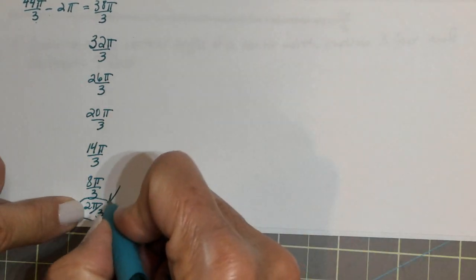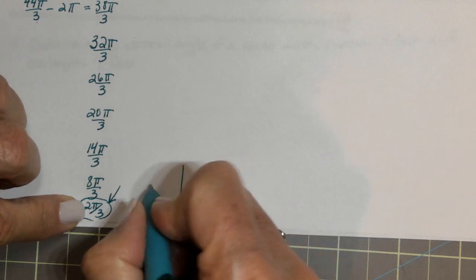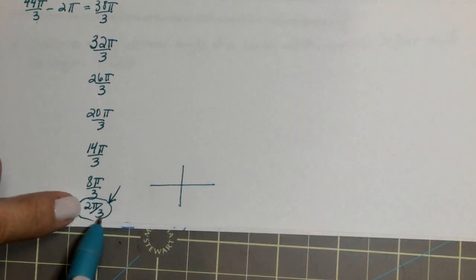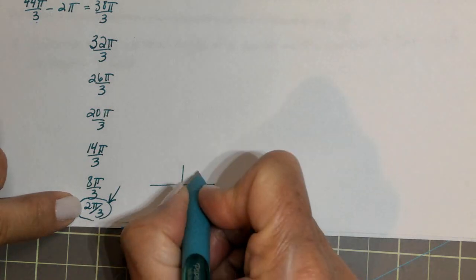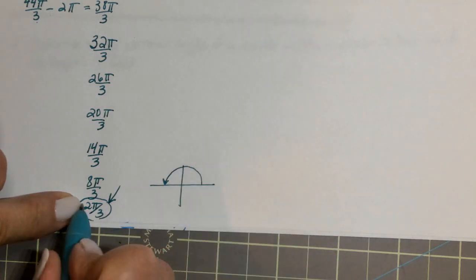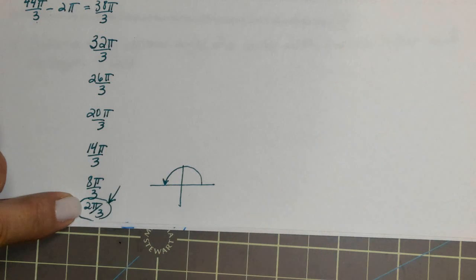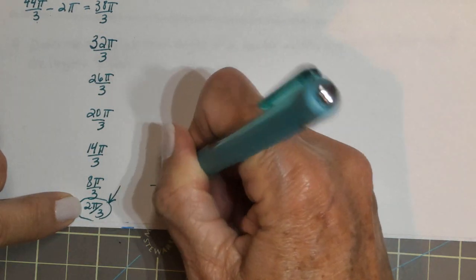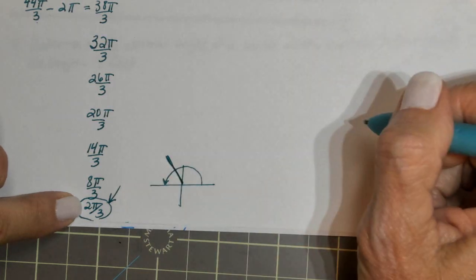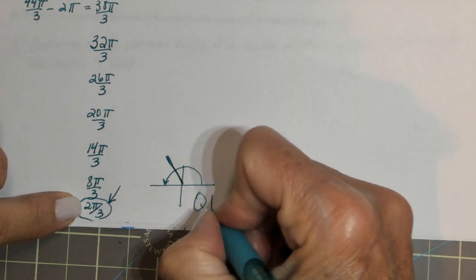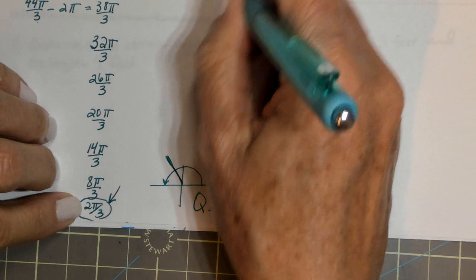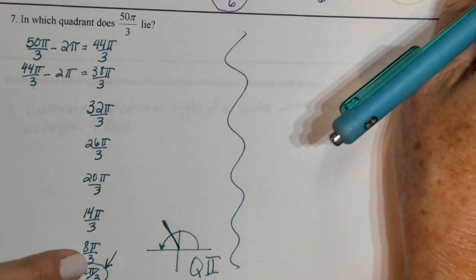What quadrant is 2 pi over 3 in? Well, if it was 3 over 3, it would be all the way to pi, but it's not 3 over 3, it's 1 less. It's 1 pi over 3 less. So it's going to be right here. Yeah? Quadrant 2. Okay. That's kind of a long route to get there.